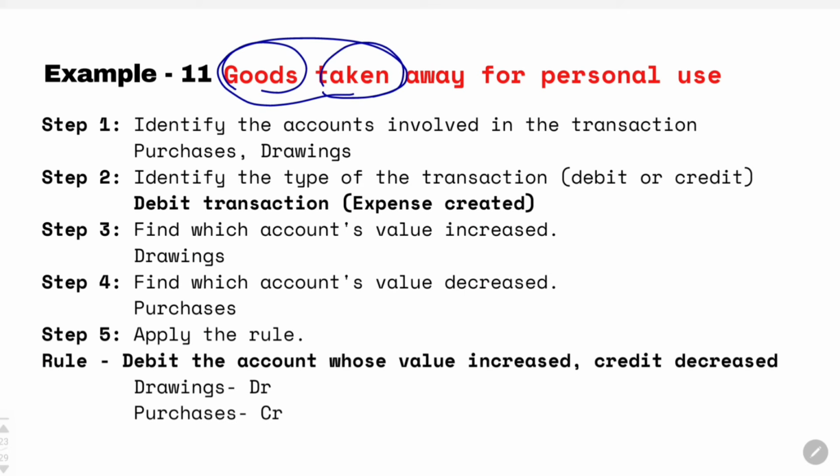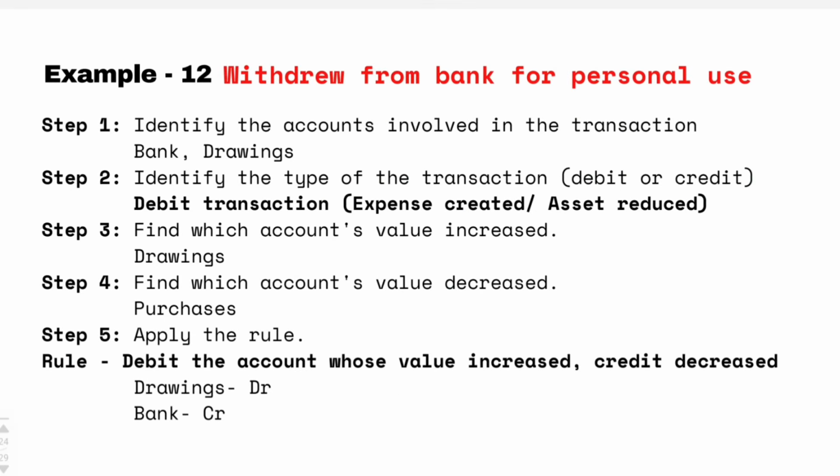That means something was purchased for the business, but then the owner took it away for personal use. So in this case, the two accounts involved are definitely drawings and purchases. Again, this is an expense for me, so it is a debit transaction. Drawing account value increased because he took out of it. And naturally purchases, whatever I had purchased, is decreased now because the owner drew it for personal use. Debit transaction, apply the debit transaction rule. Then we'll see that drawings is debited and purchases is credited.